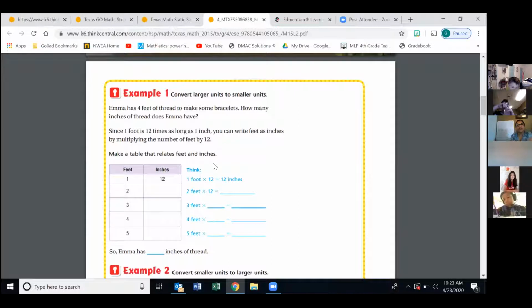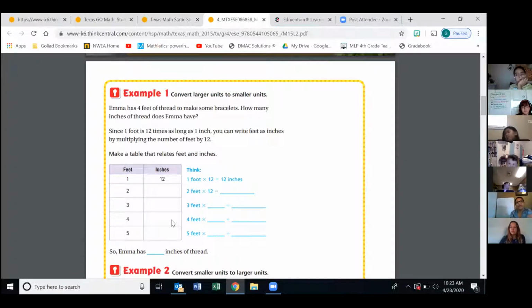And then you know that you would set it here, correct? Multiply by 12. And I believe that's the way you have it on your paper. So if I have to multiply by 12, what would it be? It says Emma has 4 feet of thread to make some bracelets. How many inches of thread does Emma have? Since 1 foot is 12 times as long as 1 inch, you can write feet as inches. So you would multiply.